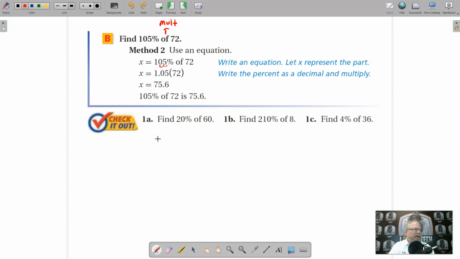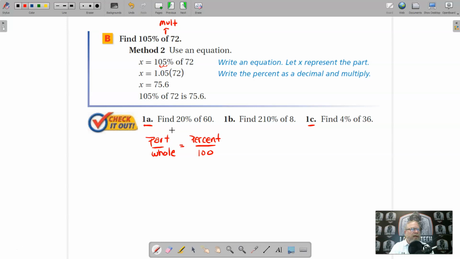I'm going to do a couple examples here. Let's do this one using proportion and this one here using the equation method. So 20% of 60. Remember, we're going to do part is to the whole as the percent is to, and this is always 100 down here, right?